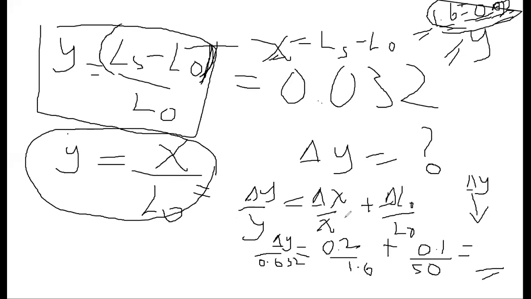Okay. So what's the final answer? Anyone? 0.2, 1.6, 0.1, 50. The 0.032 you have to times with the right. Anyone? Okay, I hope you get the idea. Can understand? No problem?